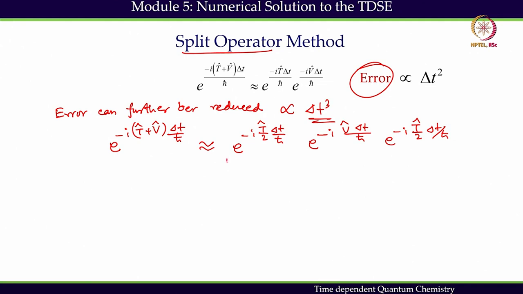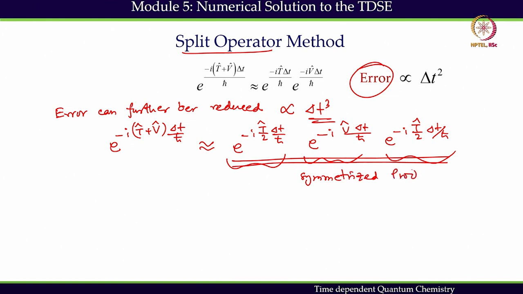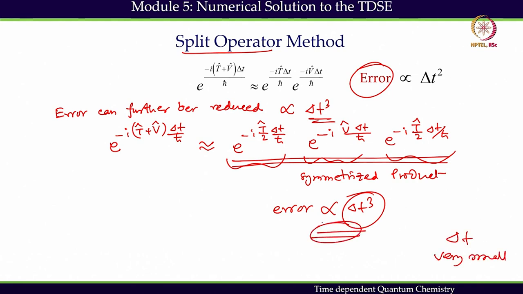Why is it a symmetrized product? We see that here I have the kinetic energy part, here I have the kinetic energy part, here I have the potential energy part. If I take this kind of product, the symmetrized product, then for the error, one can use the same technique through Taylor series expansion, one can prove that the error would be proportional to delta t cube. This is better, delta t cube rather than delta t square. So, this is a better approximation, because if I take delta t to be very small, then the error would be much smaller here than in the previous one. And we will show the numerical implementation of the time propagator with this symmetrized product in the next session.